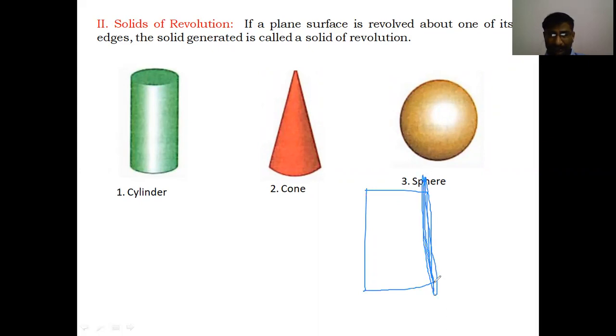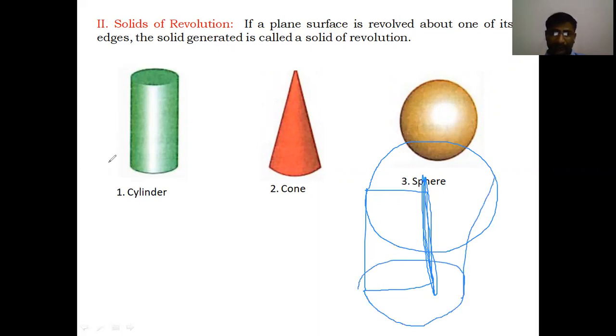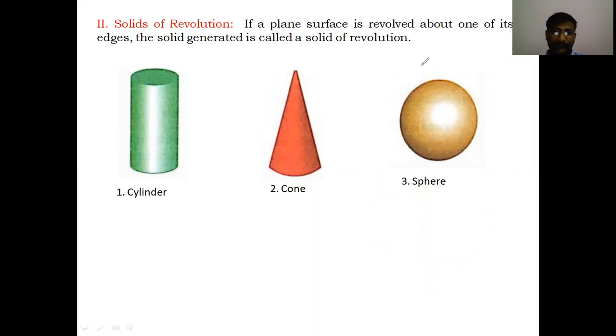if it rotates circularly, it forms a circle on the top side and also forms a circle at the bottom side. If we join these two, it forms a cylinder. So revolution of the rectangle about its edge forms the cylinder.